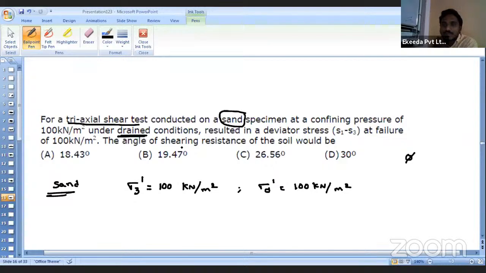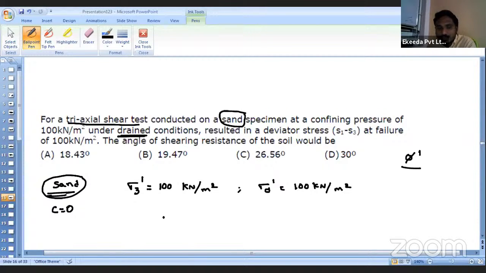As the entire experiment is under drained condition, that means whatever shearing resistance you are finding, the angle of shearing resistance, that also will be in terms of the effective angle of shearing resistance. And as the experiment is conducted on a sandy soil, what about the cohesion? Cohesion for the cohesionless soil will be equal to 0.